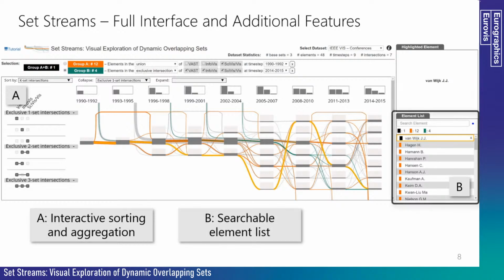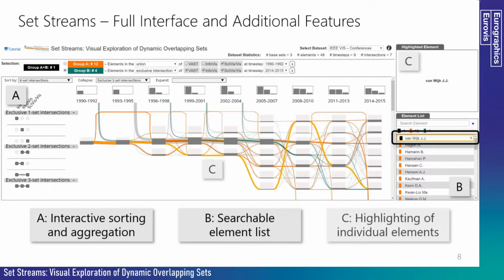Moreover, there is a list of elements at the right side. To quickly find an element of interest, you can use the search field. Colored markers in the list reflect the current selection and can be used to inspect details. You can also click on one element, which then becomes highlighted as an overlay of the timeline representation in yellow.